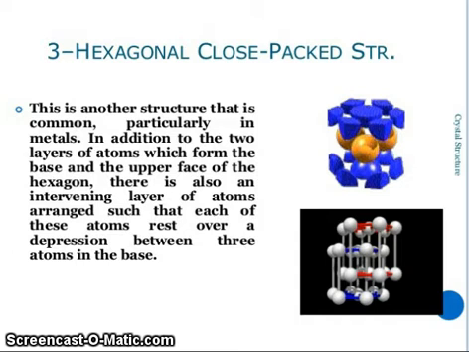Now friends, hexagonal close packed structure. This is another structure that is common, particularly in metals. In addition to the 2 layers of atoms which form the base and the upper face of the hexagon, there is also an intervening layer of atoms arranged such that each of these atoms rests over a depression between 3 atoms in the base.